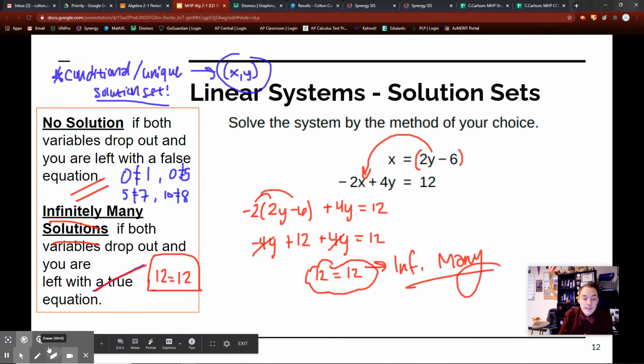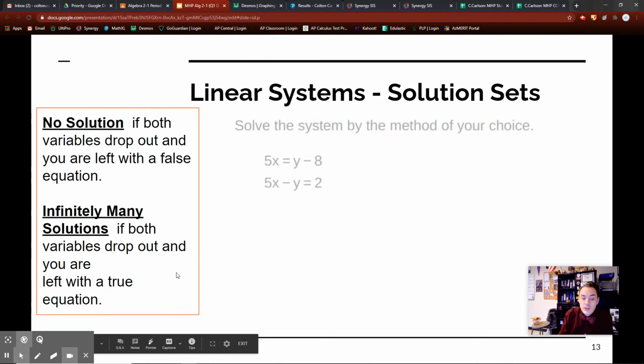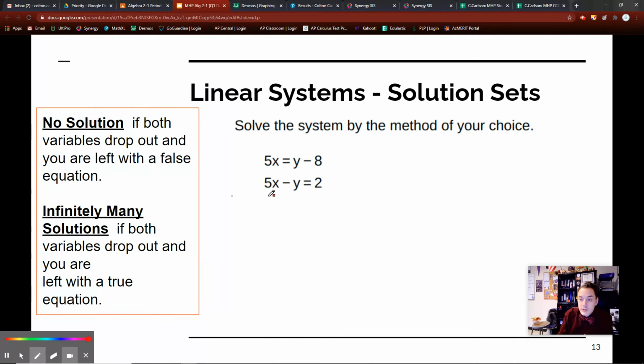Now let's erase. Let's go to what a no solution looks like. A no solution looks like this. I'm going to solve it by the method of my choice. So don't get angry if I'm going to solve it using substitution. Just kidding. I'm going to solve it using elimination. But in order to do that, I need to put it in standard form.